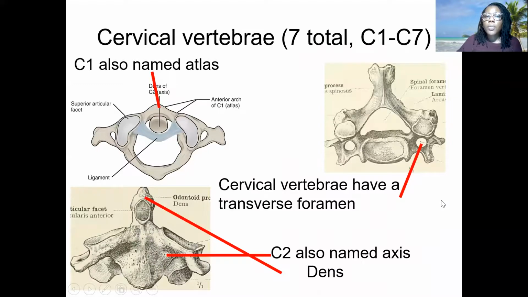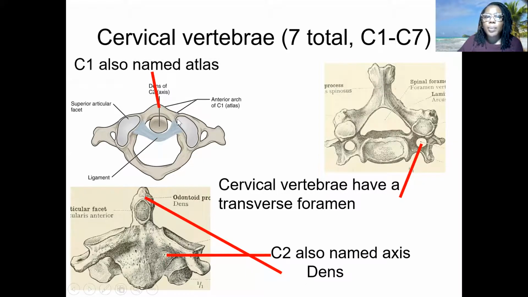So now we'll go over some of the unique features of the different vertebra segments. We'll start with the cervical vertebra. There are 7 cervical vertebrae named C1 to C7, but C1 and C2 also have unique names. They also look very different from the other cervical vertebrae. So C1 is called the atlas.